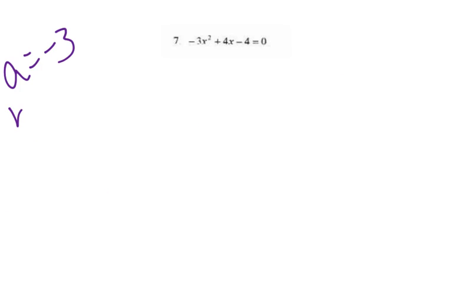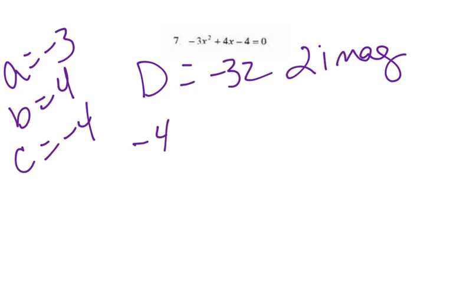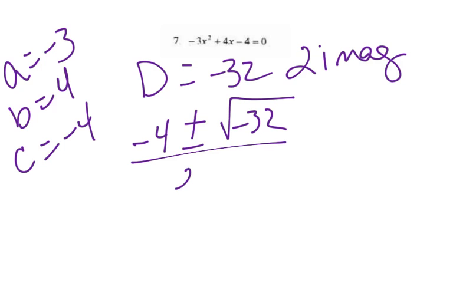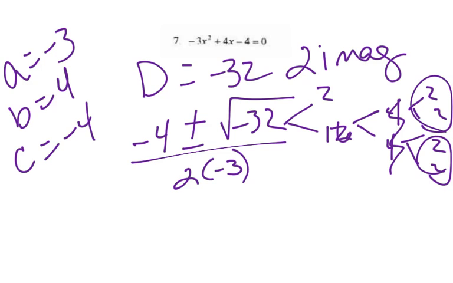A is negative 3. B is 4. C is negative 4. Discriminant is negative 32. Going to have 2 imaginary. Negative 4 plus or minus square root of negative 32, over 2 times negative 3. Factor tree, 2 and 16. 4 and 4. 2 and 2. 2 and 2. 2 pairs of 2 are going to come out, and that negative.